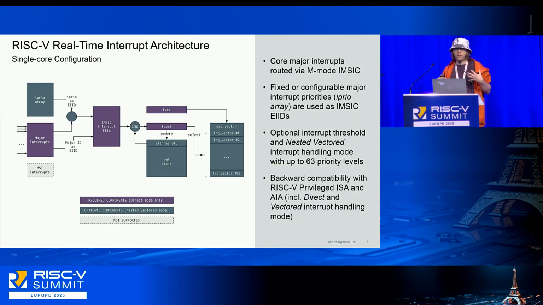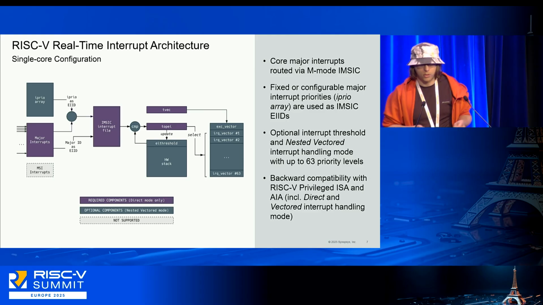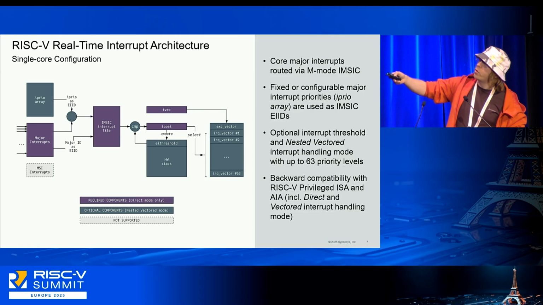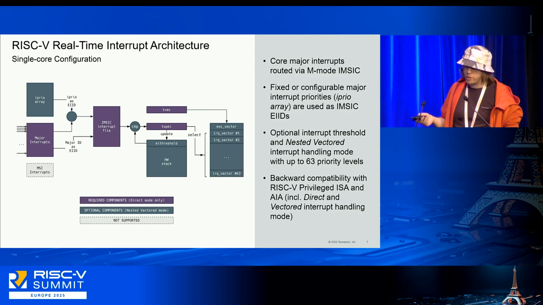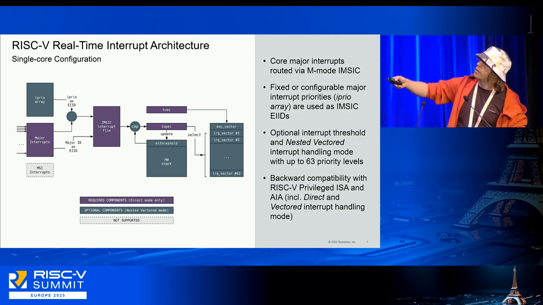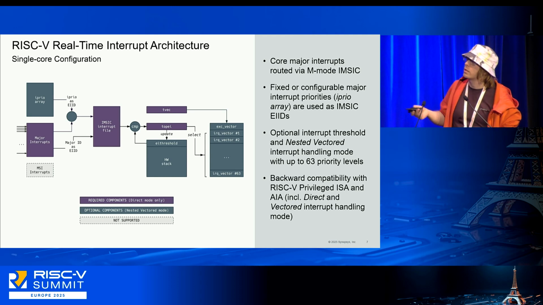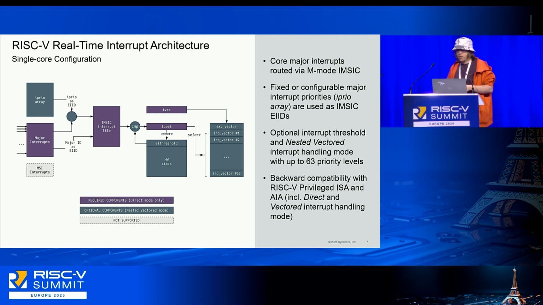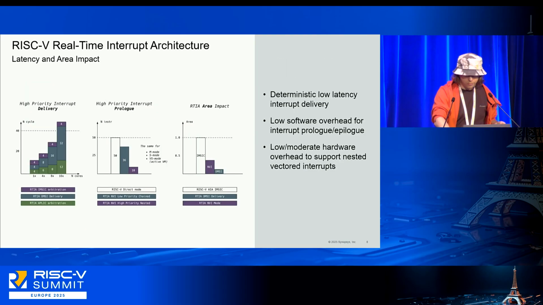But if nested vectored mode is not required here, even more components can be removed. For example, APLIC with configurable interrupt priorities can be removed. EI threshold with hardware threshold stack can be removed. Instead of a vector table, we can use a single trap vector, as it's used in direct mode. So we can create a significantly smaller solution.